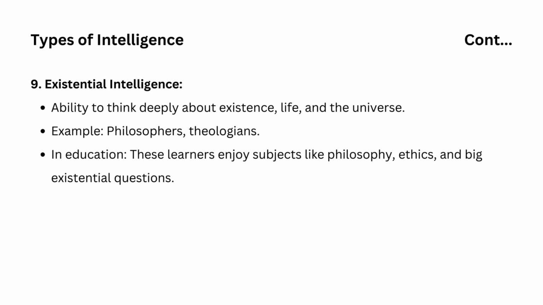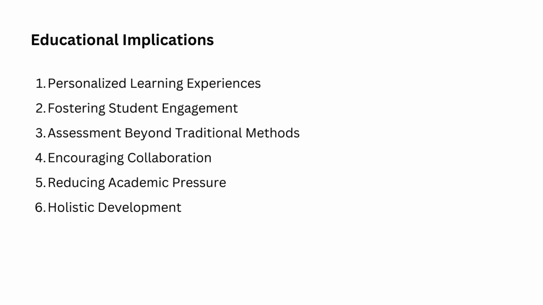In educational settings, students with existential intelligence might enjoy subjects that deal with philosophy, ethics, or deep reflective discussions about life's meaning. Now, let us move on to the educational implications. Here are 6 key ways this theory can have a transformative effect on teaching and learning. Number 1. Personalized learning experiences.